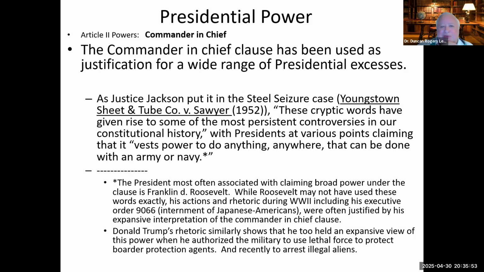Now, the commander-in-chief clause has been used as a justification for a wide range of presidential excesses. For example, Harry Truman, in the steel seizure cases, we were in the middle of the Korean War. There was a strike at the Youngstown Sheet and Tube Company. We needed the sheet metal for the military. So Truman went in and took over the company. He said to the striking workers, you will go back to work or you will go to jail. It went to the Supreme Court, and the court said, no, you can't do that. It has nothing to do with an army or navy. You're not leading them into battle. And even though there may be a police action going on, because the Korean War wasn't actually a declared war, much like Vietnam, you don't have the right to do that. But Trump holds a very expansive view similar to that.